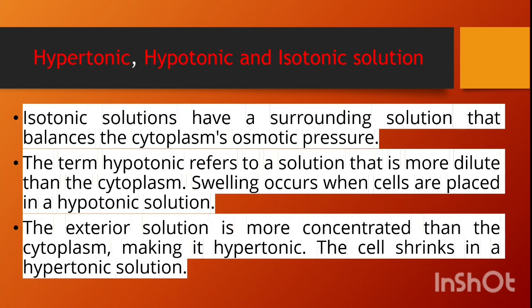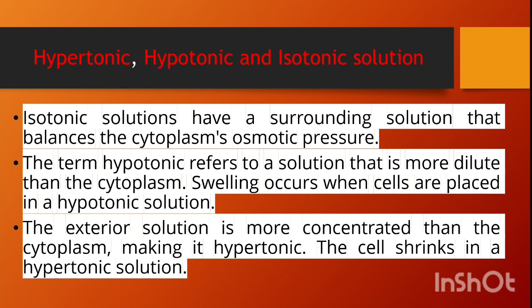Then what is hypertonic, hypotonic and isotonic solution? So isotonic solutions have a surrounding solution that balances the cytoplasm's osmotic pressure. When two solutions have equal concentration, there is no net movement of any solvent. They are isotonic solutions because the concentration of solute in both solutions is equal, so there is no movement of solvent.